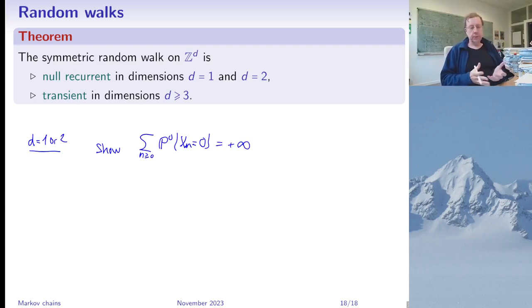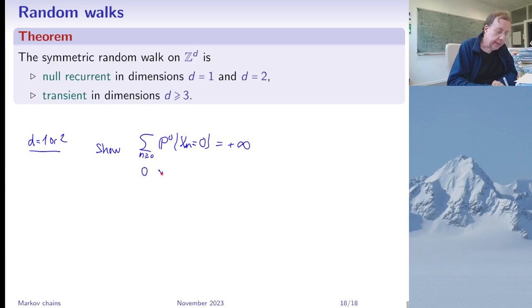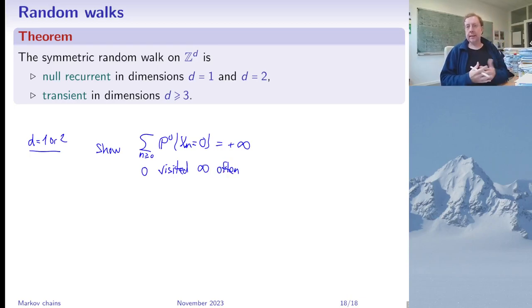In dimension 1, you can actually compute these probabilities exactly, and in dimension 2, you can also do it, but it's actually sufficient to get the lower bound. And so what this means is that 0 is visited infinitely often. And that, you can show, implies recurrence, because you keep going back to that state. So that gives me recurrence, but why is it not positive recurrent?